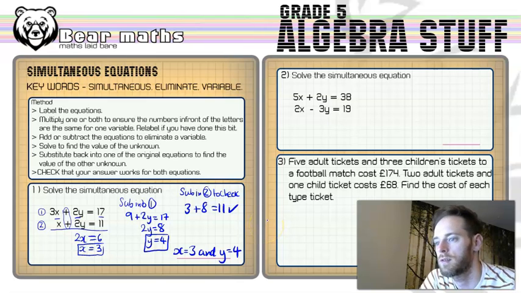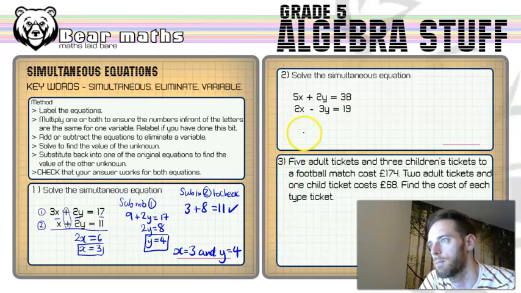And this is how we do a slightly more nasty one. Okay, now we label it, do the same thing, 1 and 2. This is where we have to multiply one or both equations to ensure the numbers in front of the letters are the same for one variable.